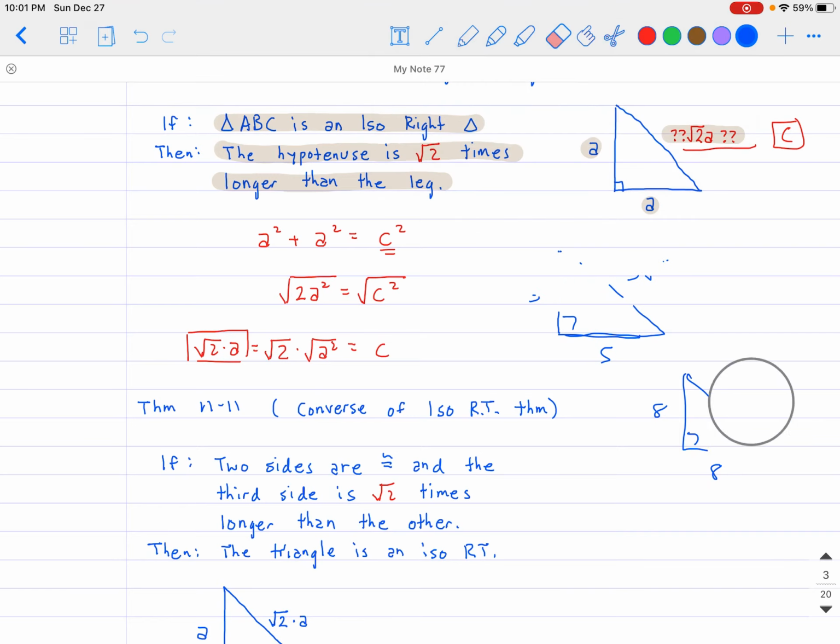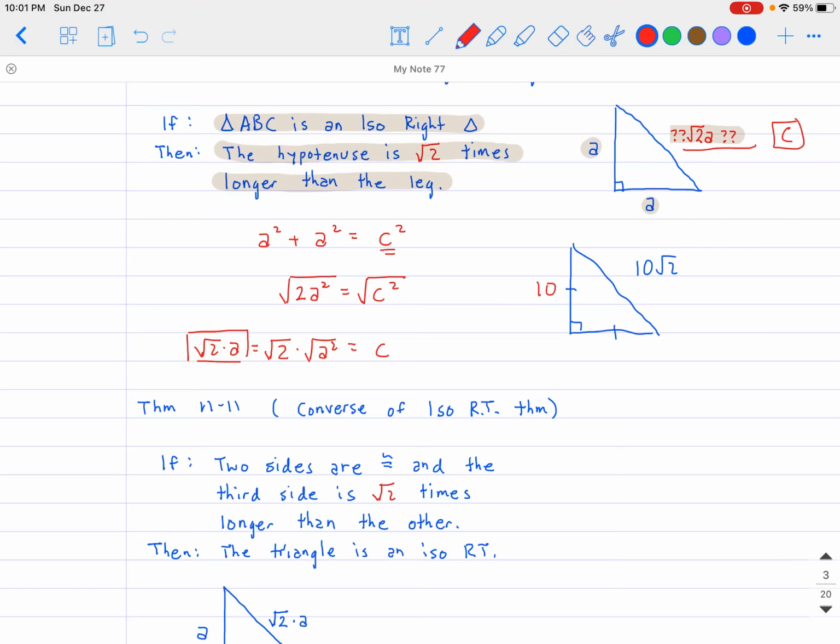So here, what we can do is say that if we have a right triangle going backward like this, if we know that this is congruent to this, and we're given that this is going to be 10 root 2, then that means that these guys over here are going to be 10, and 10 over here.